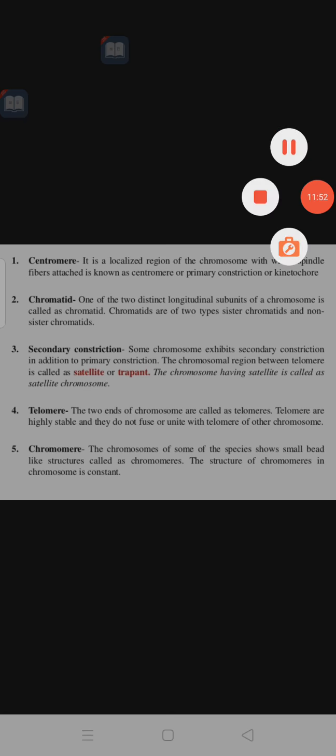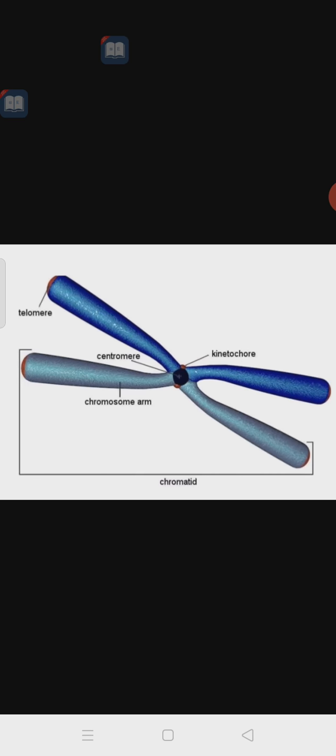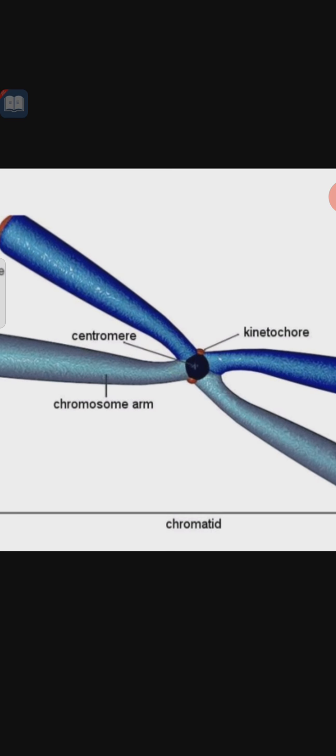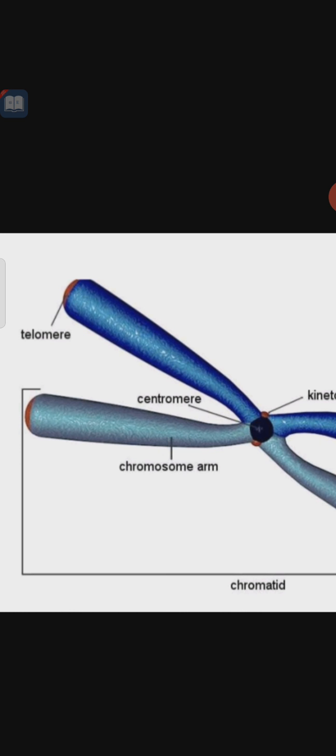Then secondary constriction. Some chromosomes exhibit a secondary constriction in addition to the primary constriction, present near the kinetochore. Okay, the primary constriction is present at the centromere, and just to one side the secondary constriction is present. The chromosomal region beyond the secondary constriction, near the telomere, is called the satellite. The satellite is present near the telomere.